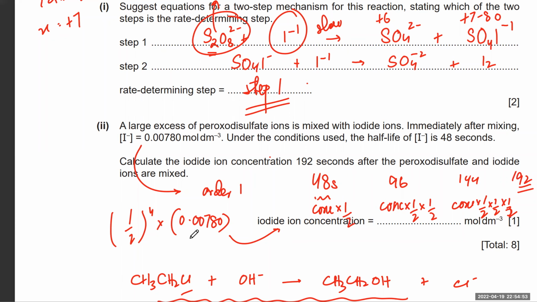Why don't we just divide this concentration by 4? No, it's exponential. It becomes half, and after another 48 seconds, it becomes half again, so that's half squared, right? And after another 48 seconds, the concentration decreases by half again. So it's another half. So it's half cubed now. And after another 48 seconds, you've halved it 4 times, right?